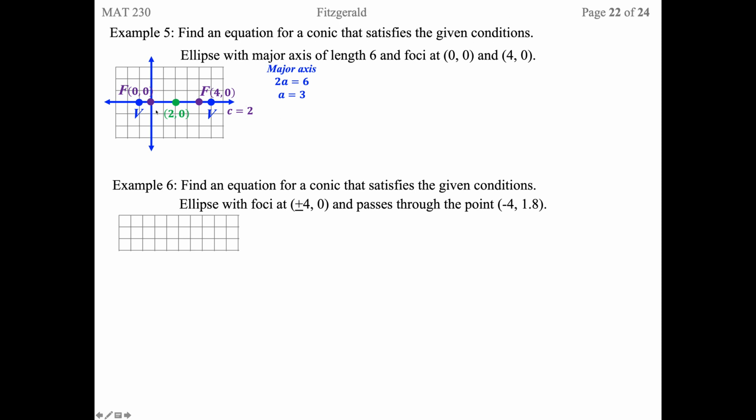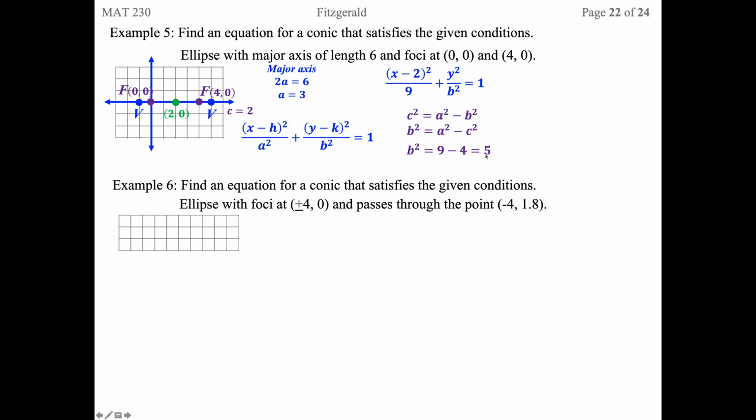So I can see we have more of a horizontal ellipse. We are not centered at the origin, so we're going to need our x minus h and our y minus k format. Put in the 2 for the h, the 0 for the k, so we can just call that y squared. A was 3, we can put 3 squared here, or 9. And then we just have to go solve for b squared. So we're going to have 9 minus 4 is 5. That's your b squared, and we'll just put 5 underneath our y squared, and you have your equation.